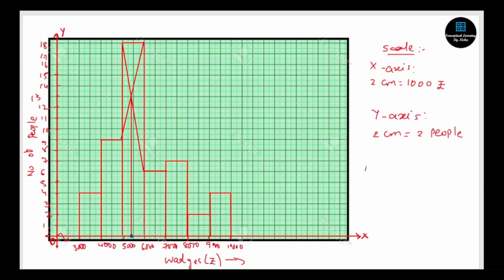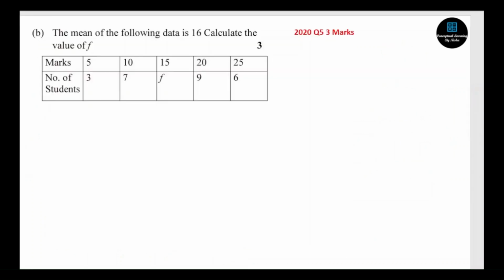So what I can say, based on the histogram, the mode is 5400 rupees. So this is the mode value we can find from the histogram. So be careful when you plot the graph. Take the appropriate values on the x-axis and y-axis and write the scale.